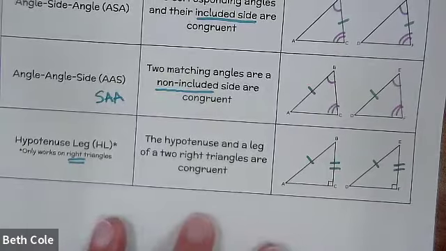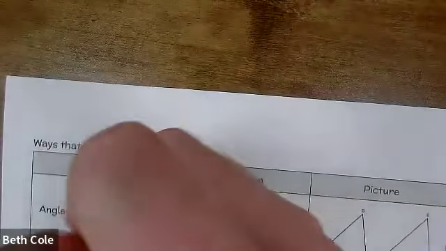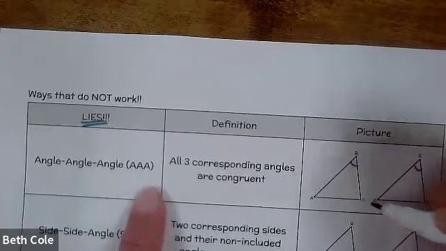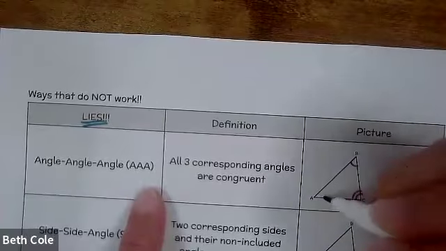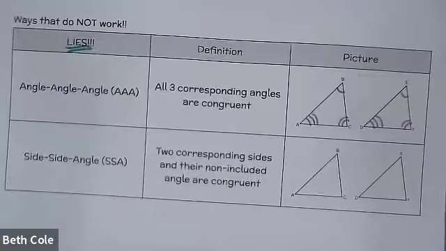There's 2 patterns that do not work. So go ahead and flip over. We're going to look at the ones that are not going to prove the triangles are congruent. These are lies, all right? The first one is angle, angle, angle. If you have all 3 angles, that is not going to work. So if you see this pattern, angle, angle, angle, lies. That does not prove that the triangles are congruent. All right, it's not going to work.